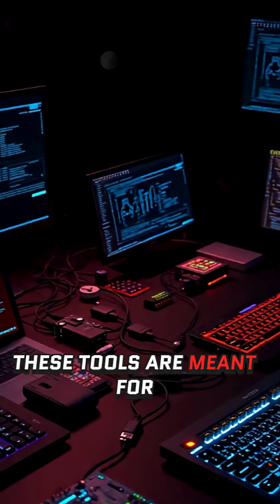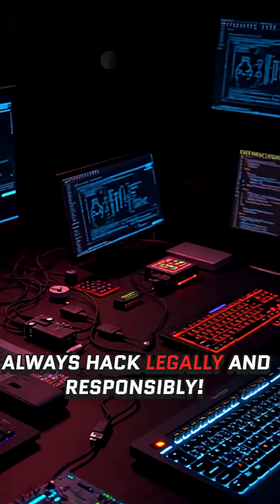Remember, these tools are meant for ethical hacking and learning. Always hack legally and responsibly.